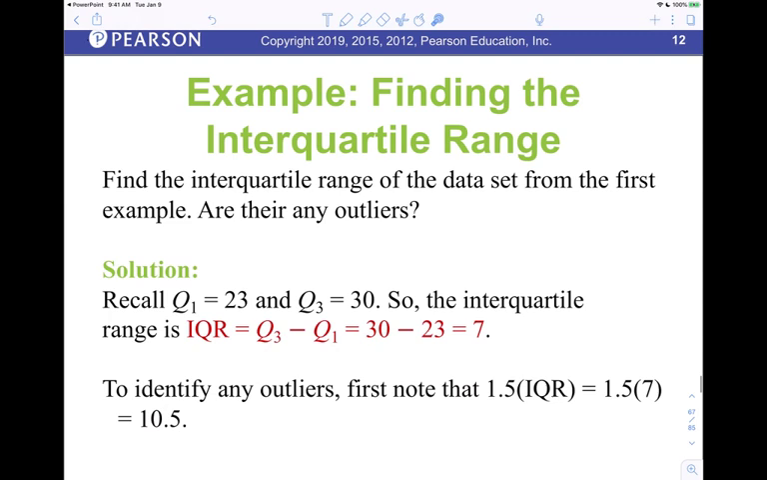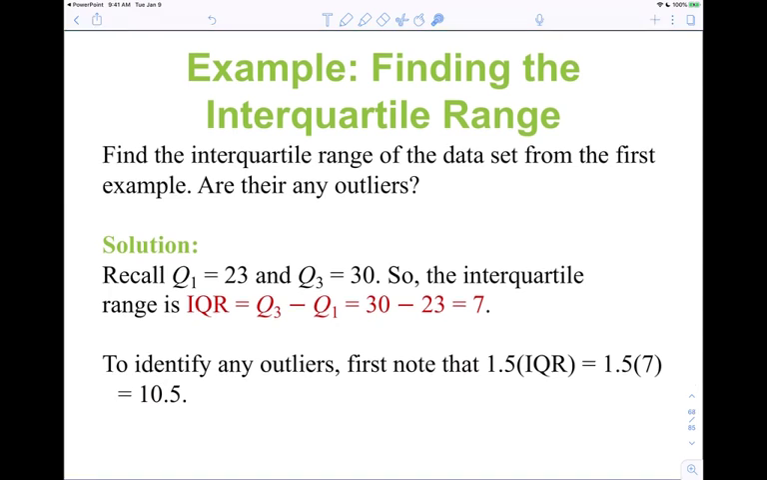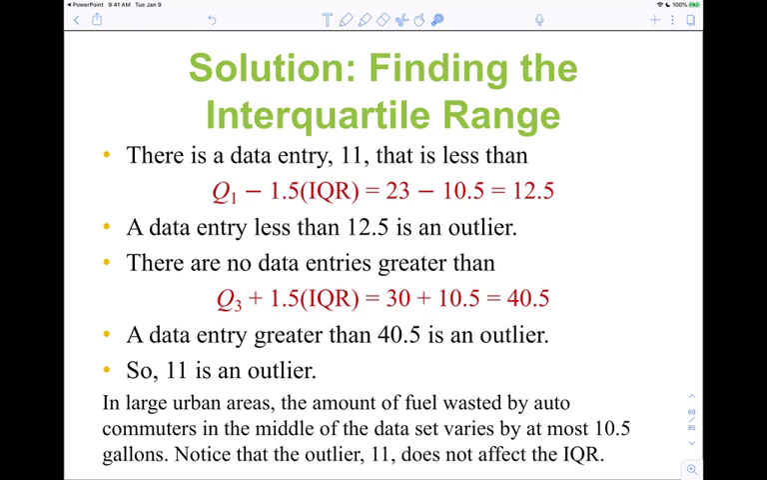So we're asked to find the interquartile range from the first example. Are there any outliers? So we had that Q1 was 23 and Q3 was 30. So then IQR is going to be 7. To identify any outliers, first note that 1.5 times the IQR is going to be 10.5, right? There is a data entry 11 that is less than Q1 minus 1.5 times this.